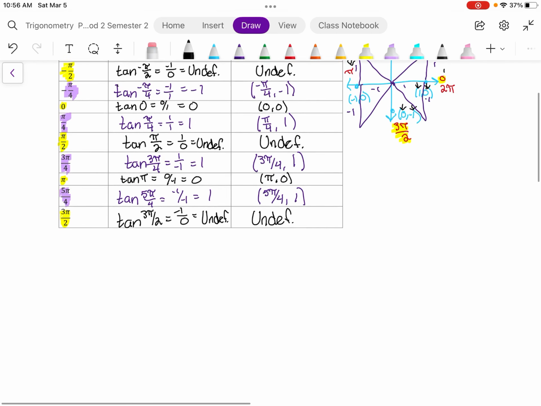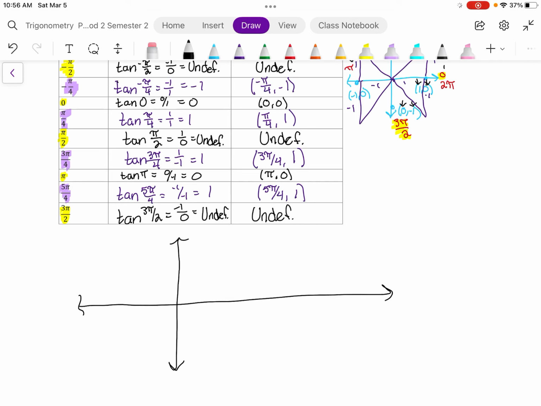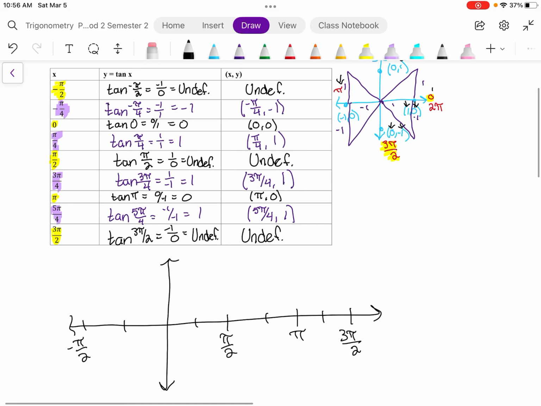So this one we went from negative pi over 2 to positive 3 pi over 2. So we have 3 pi over 2. If we cut this into thirds, we would have pi over 2 and pi. And we went to pi over 4 on our table, so we're going to cut all of those sections in half again.